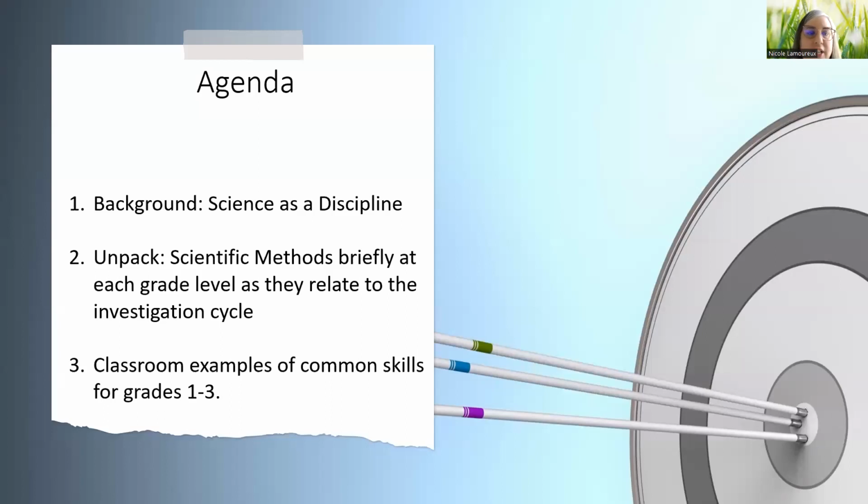Okay. So the agenda for today is the first 10 minutes or so, we're going to look at science as a discipline to orient ourselves and provide context to how the curriculum was developed. Then we're going to go through and unpack the scientific methods briefly at each grade level as they relate to the investigation cycle. And then we're going to look at, I think what many of us want, some classroom examples of how you would go about introducing this and teaching this in your classroom.